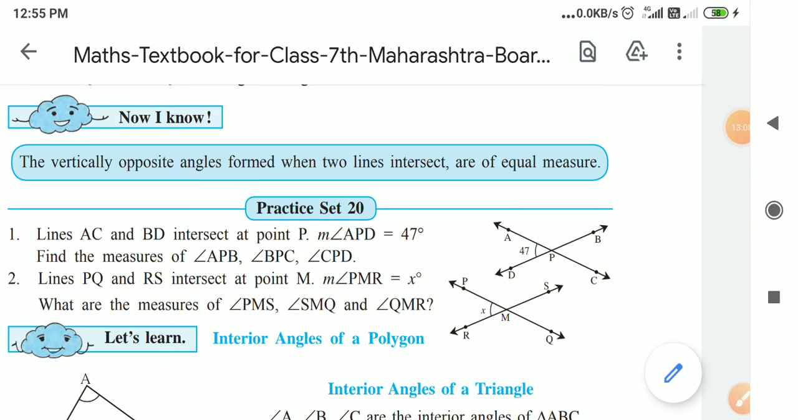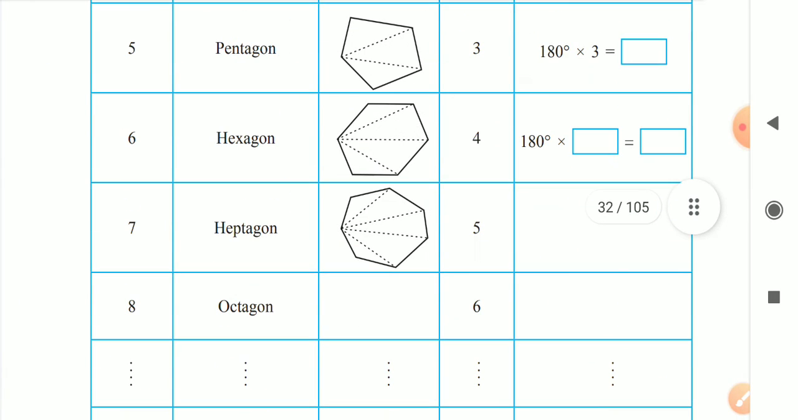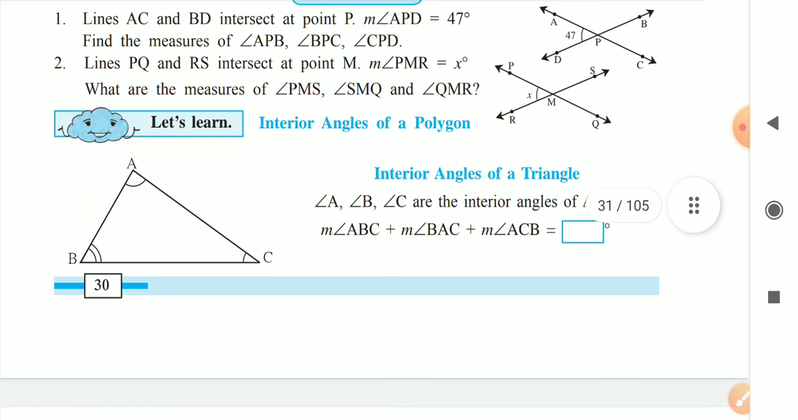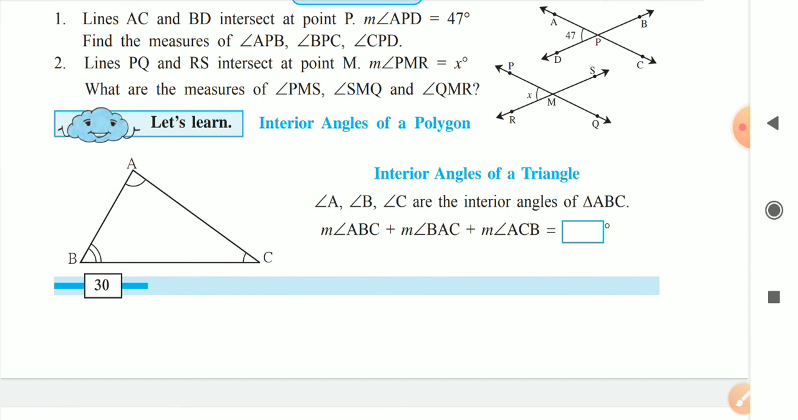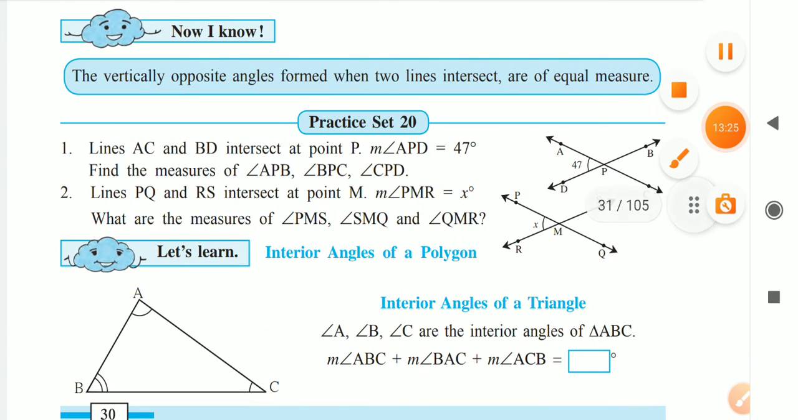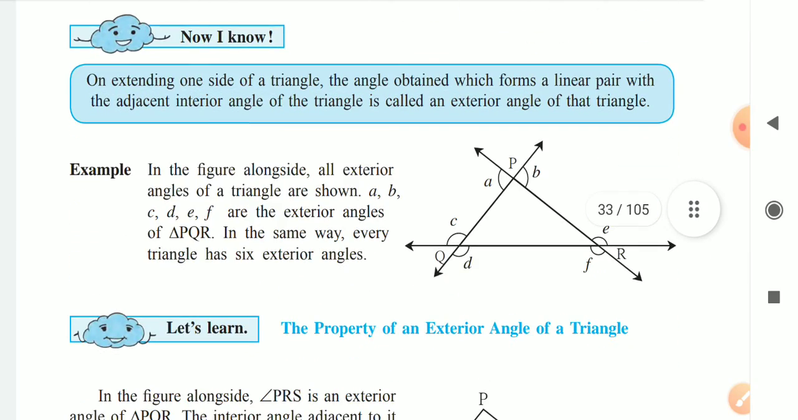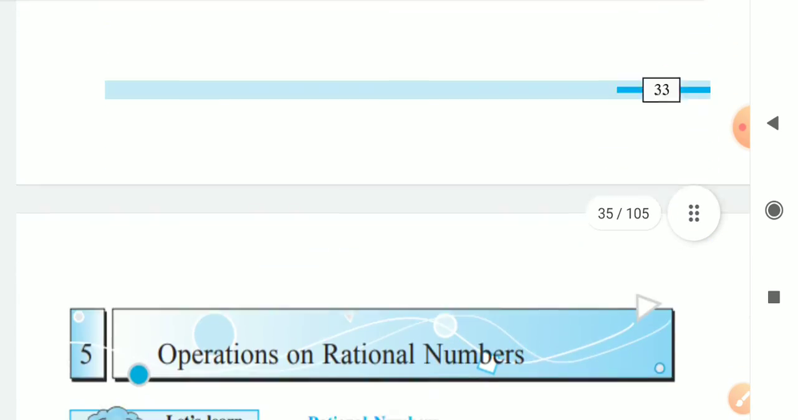The next property is the interior angles of a polygon, and that we will study in our next lecture. For this we have to use the properties we studied in the previous class. So today we are going to stop here. The next part of the lesson is only interior angles, and one more part remains, the property of exterior angles. These two properties over, then I think our lesson is finished.